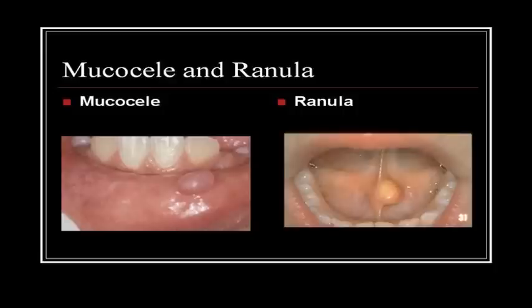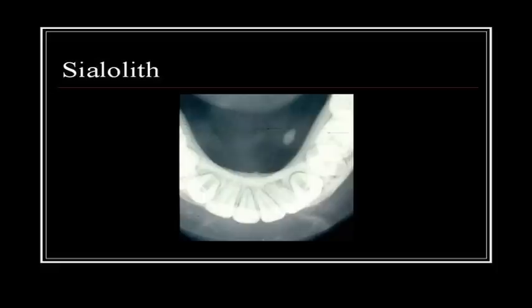A ranula, which is similar in clinical appearance to the mucocele, is often caused by sialolithiasis or a salivary stone blocking the gland. However, it is found more commonly on the floor of the mouth. This is an occlusal image of the mandible. You can see on the client's left a small calcified radiopaque lesion. That's a salivary stone and is blocking a submandibular or sublingual gland.